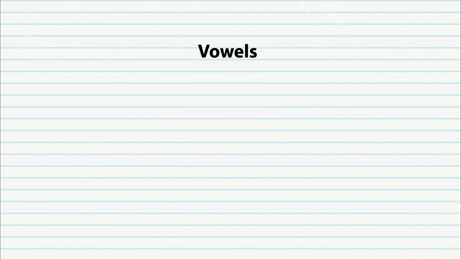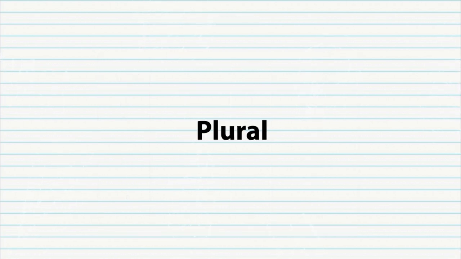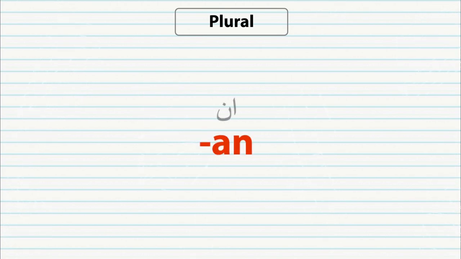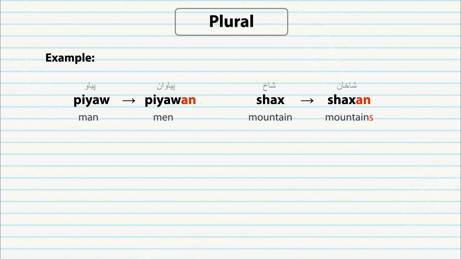Vowels. The Kurdish language has 7 vowels. Plural. Most words are made plural by simply adding an at the end of the word. For example, piao, piawan, shakh, shakhan.